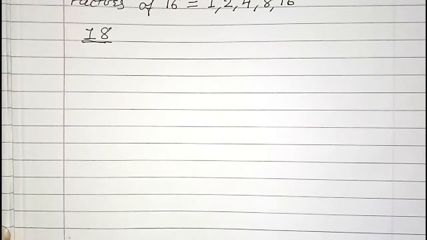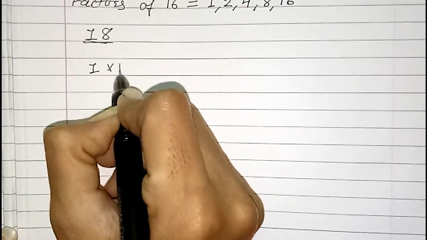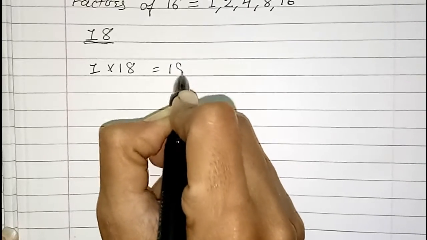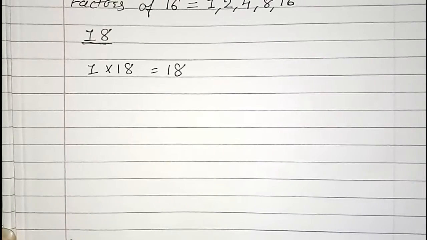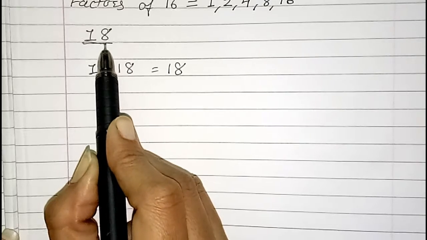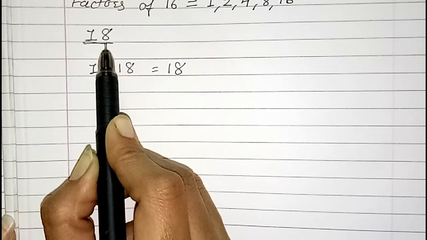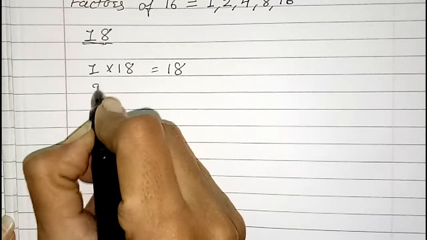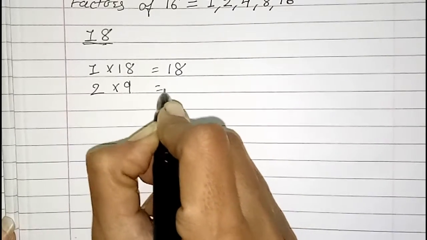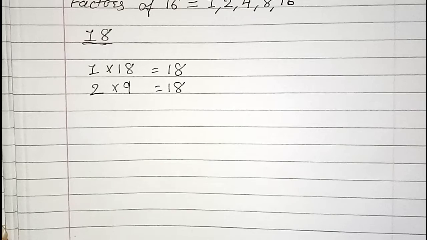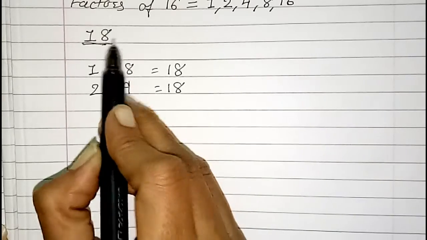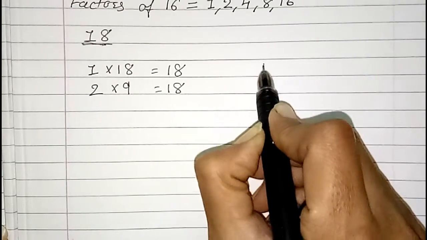Let's find the factors of 18. We have to find the factors of 18. First, 1 18s are 18. Now 2. The ones place is an even number, so it can divide by 2. So 2 9s are 18. We know very well, 3 is possible. Yes. 8 plus 1, no problem.